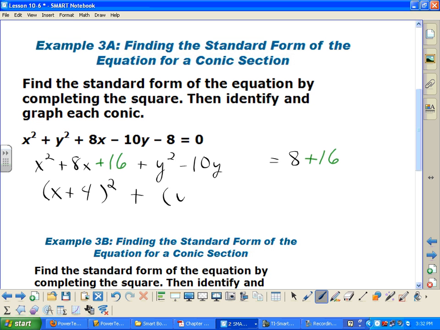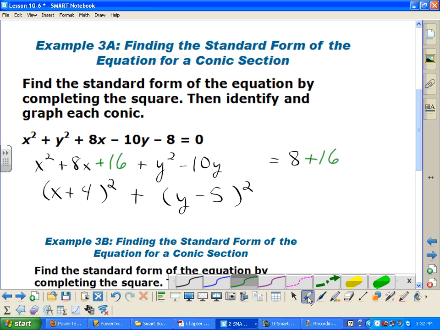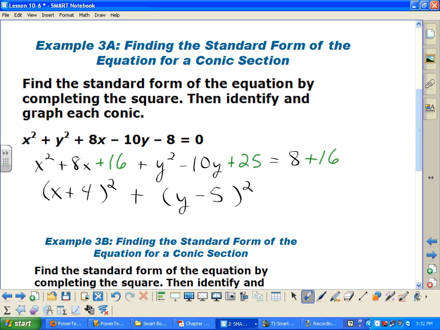So then we do it for the y term. And half of 10 is 5. So when we square that 5, we're going to get 25. So we're going to add 25 to both sides. And so now we have that 8 plus 16 is 24, plus 25 is 49.